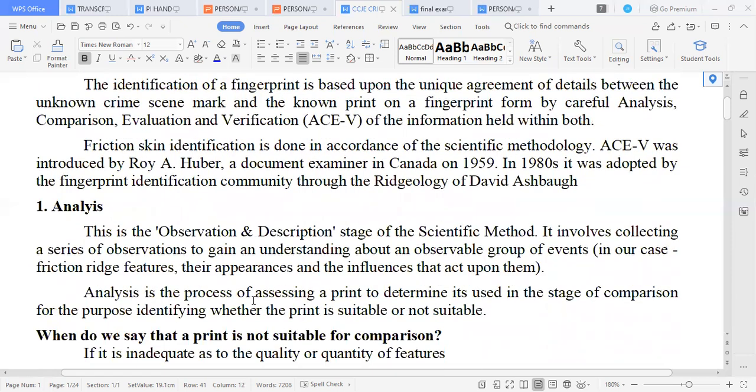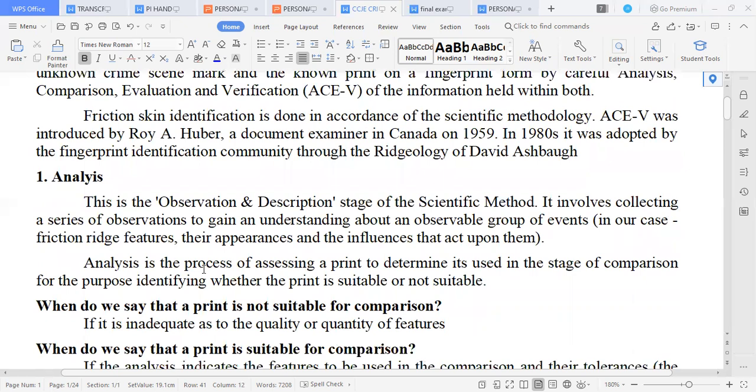Let us take a look in detail at the different stages of ACEV. So A, just like what we made mention, is analysis. In analysis, there are two words that you can consider. You are going to observe, and whatever observation you have, you are going to describe it. So it is the collecting of a series of observations. You have to collect a series of observations to gain an understanding about an observable group of events. So you have to observe the friction ridge features. What is in that friction ridge or the fingerprint?